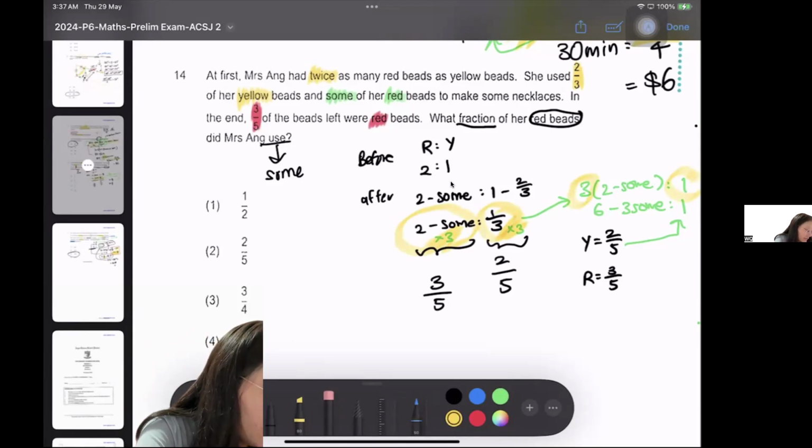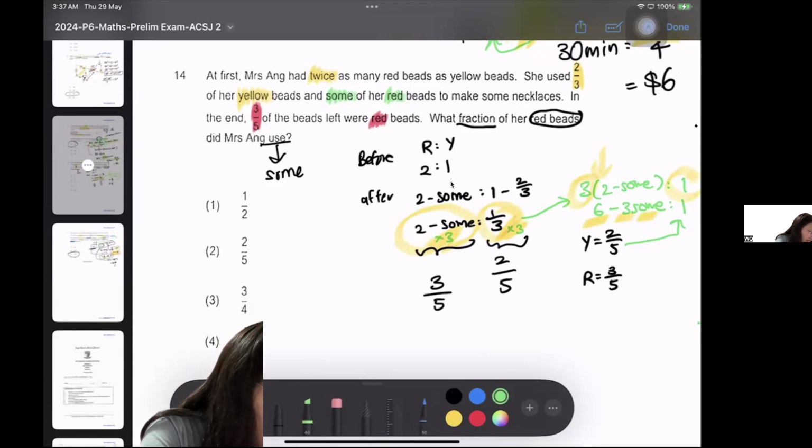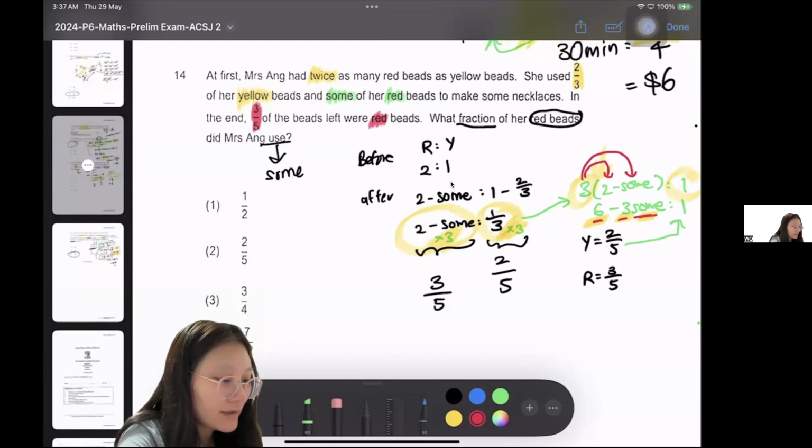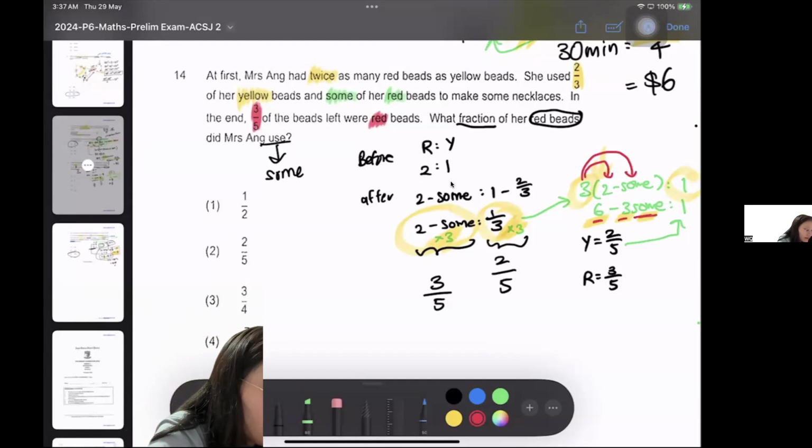After that, you see the bracket here, we open it up. So open up becomes 6. Then you must also multiply the 3 to the sum as well. You see this 3 over here? You have to multiply like that. So the 3 times the 2 becomes a 6. Then you must also take 3 times sum. So basically you get this equation over here: 6 minus 3 sum equals 1.